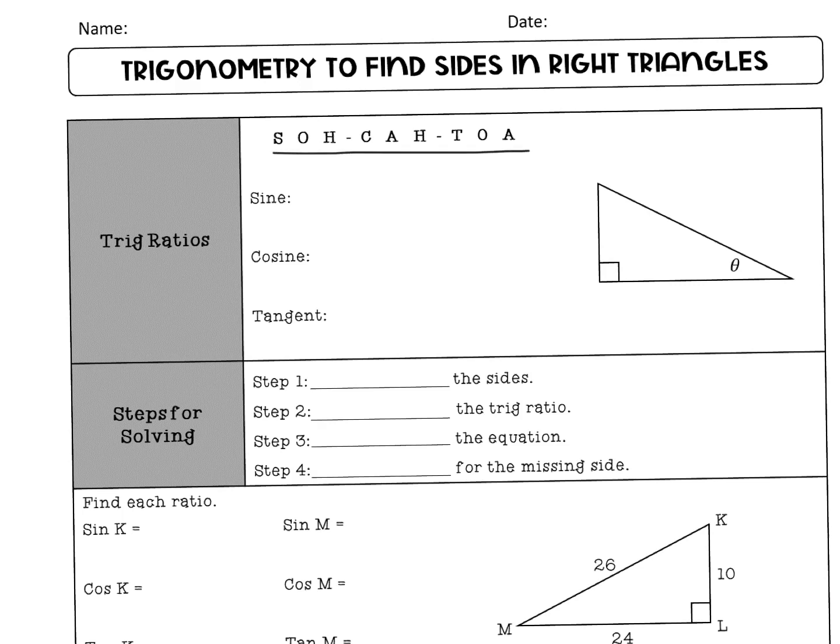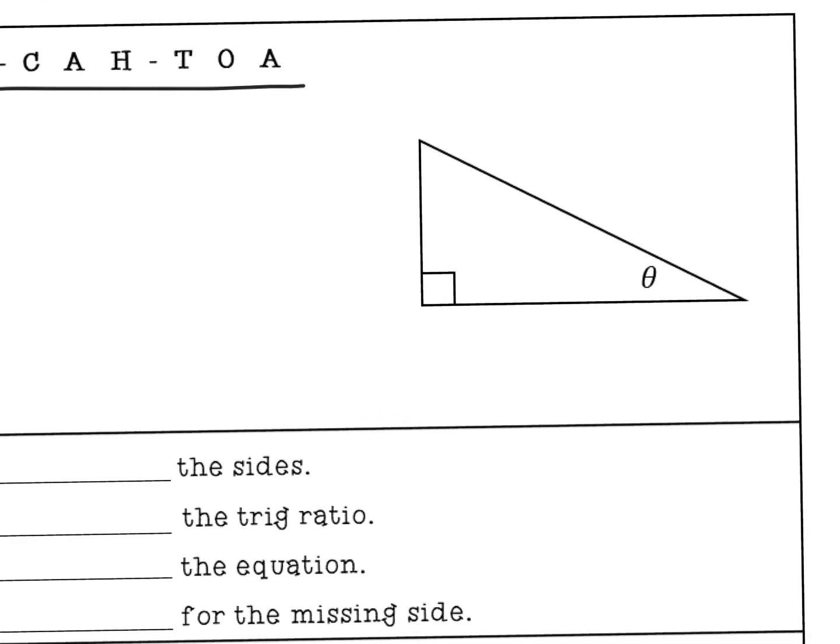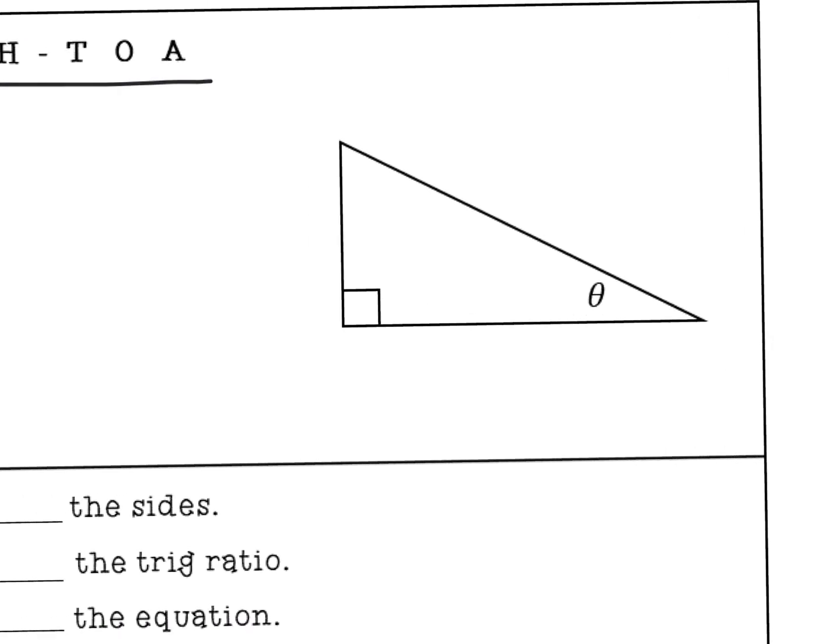SOHCAHTOA is a mnemonic device to help us figure out what is what. Okay, so we have sine. Let's label this triangle first. We've talked about all of these words before: opposite, hypotenuse, and adjacent.